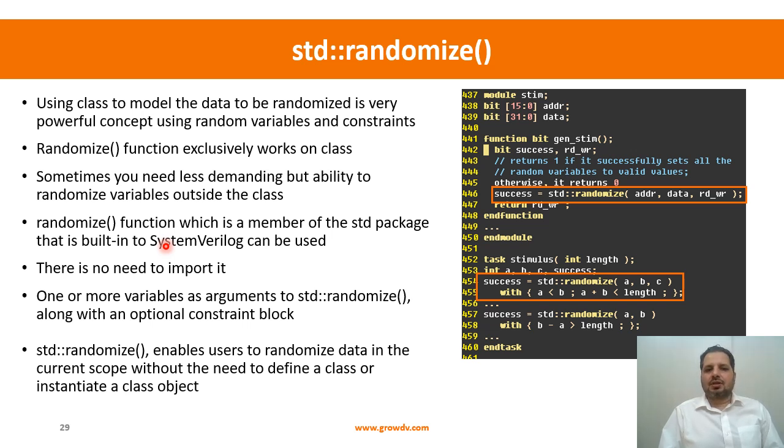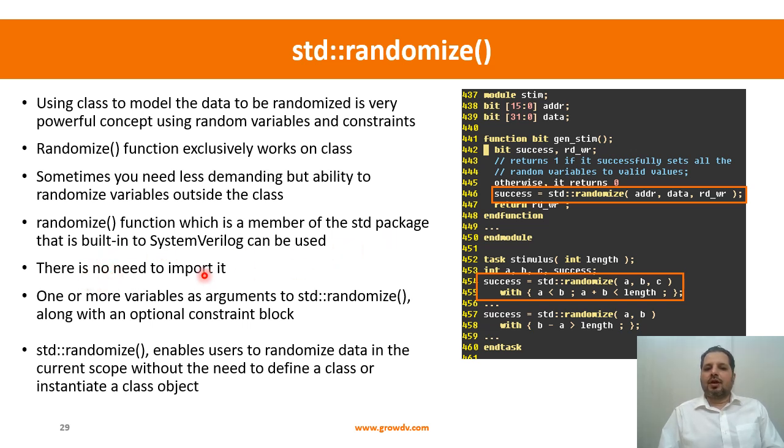You can use this built-in function called std::randomize, because the built-in randomize function that we use is always associated with a class, as we saw in the previous slide. So if you do not declare the variables within a class, then you cannot use class.randomize. But you can use this randomize function that's present in the built-in package called std, the standard package, which is a built-in package of SystemVerilog.